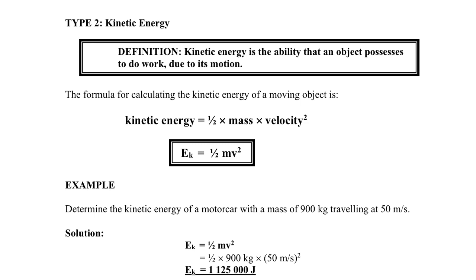So we've learnt about work. Work is basically the transfer of energy from an agent to an object through a force. So we worked with the formula work equals force times the distance that the object is moved by the force. Then we looked at gravitational potential energy, EP equals mgh, where that is the ability of an object to do work due to its position in a gravitational field. Today we're going to look at kinetic energy.